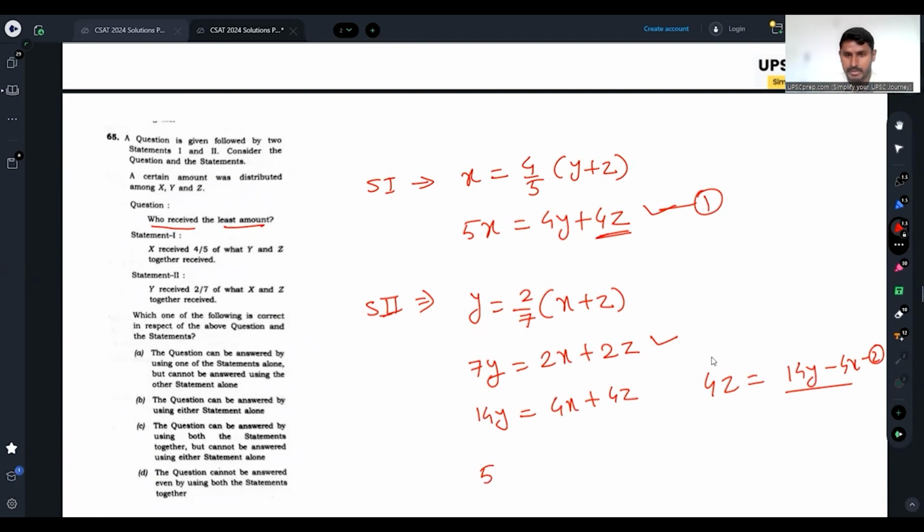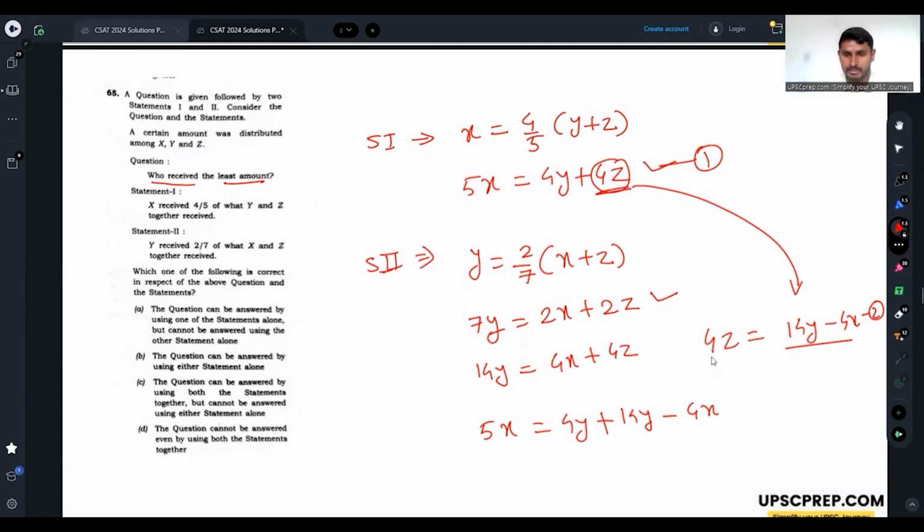So let's say this is 5x equal to 4y plus 4z. Now instead of 4z, I will use this value, 14y minus 4x. Now let's take this 4x from the right hand side to the left hand side. So 9x will be equal to 18 times y. So x will be equal to 2 times y. So from this we can say that x is 2 times y.